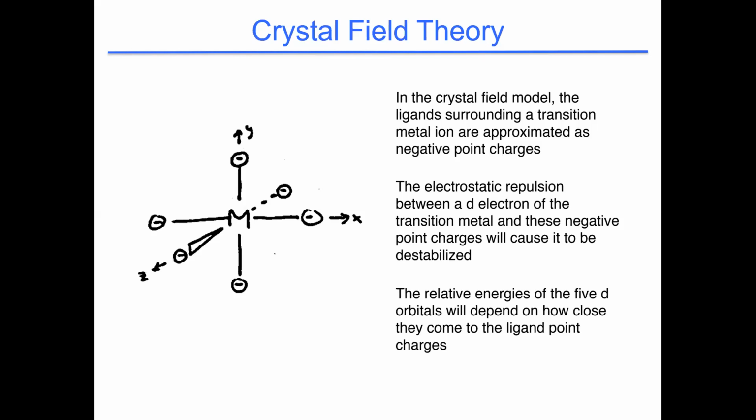So just a quick recap on crystal field theory. In this model, the ligands surrounding the transition metal ion are approximated as negative point charges, and the electrostatic repulsion between the d electrons of the transition metal and the negative point charges causes them to be destabilized. So the relative energies of the 5 d orbitals depend on how close they come to the ligand point charges.